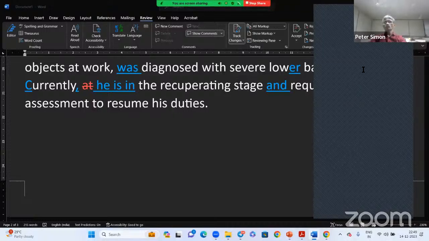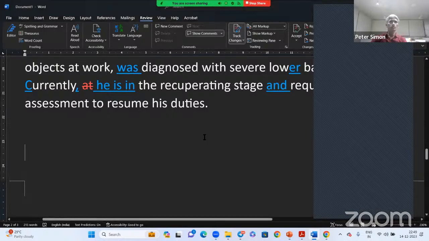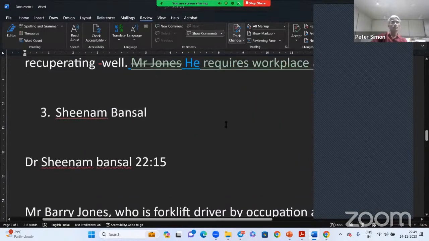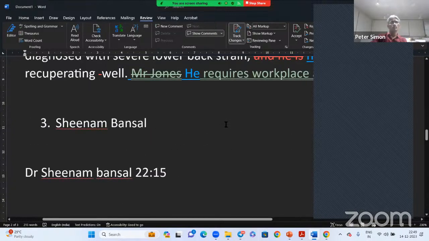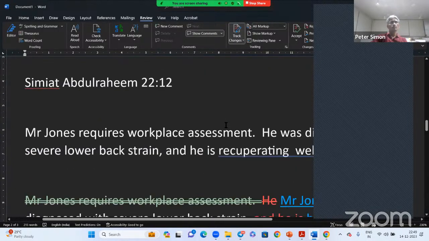Next one is Swati Nemade. Swati Nemade. So this is number 4.